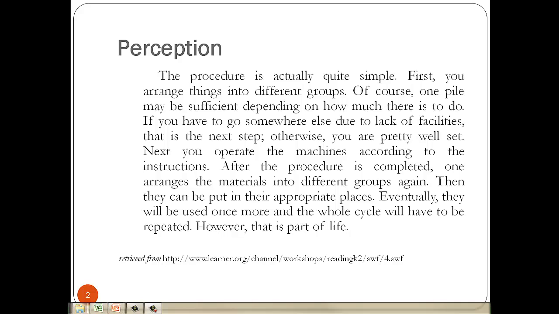Next, you operate the machines according to the instructions. After the procedure is completed, one arranges the materials into different groups again. Then they can be put into their appropriate places. Eventually, they will be used once more, and the whole cycle will have to be repeated. However, that is part of life.